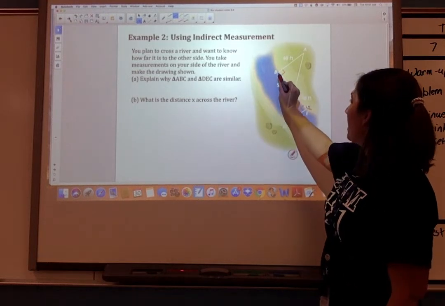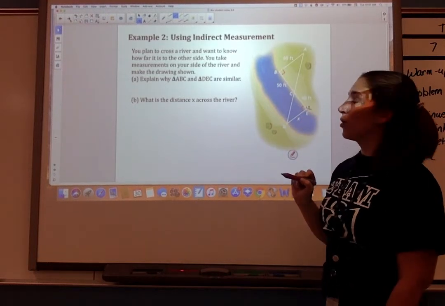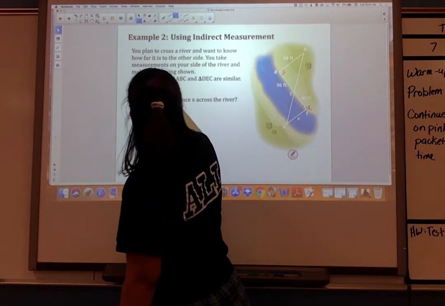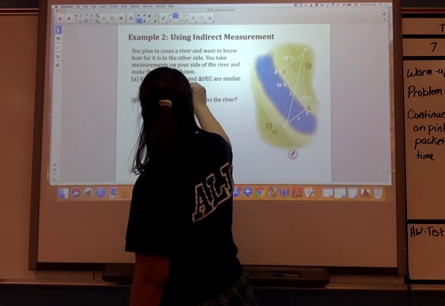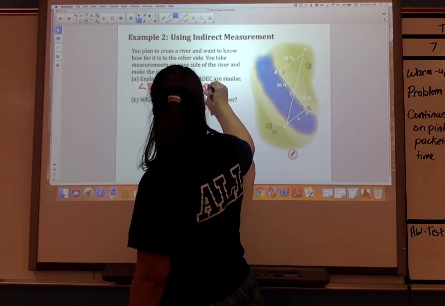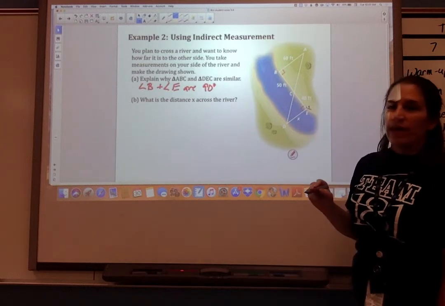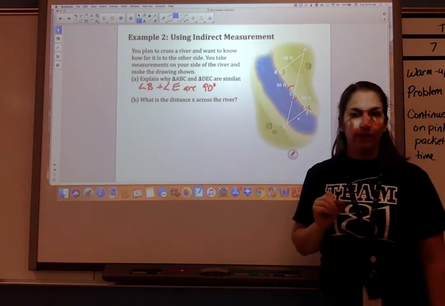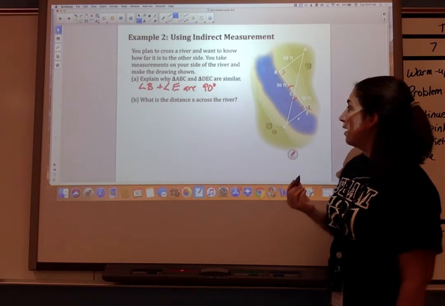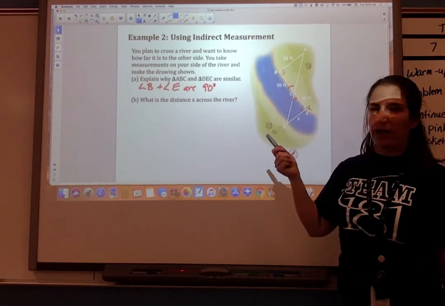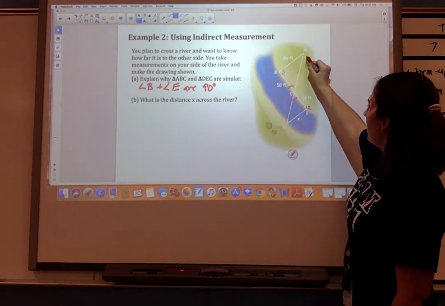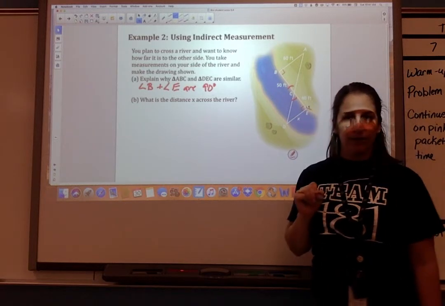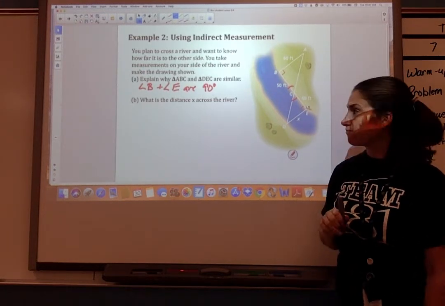So we can see that angle B and angle E are right angles. So that's one angle they have in common. Angle B and angle E are 90 degrees. And then we can also see that these two angles are vertical angles. So they must be congruent as well. So we can't just name them both angle C. We need to say BCA and ECD are vertical angles, and they are congruent.